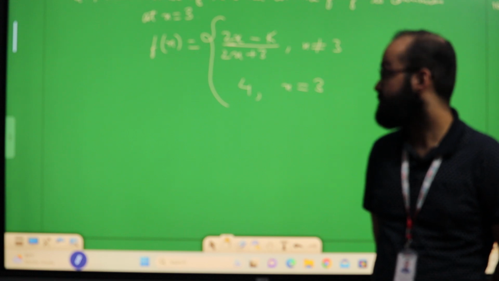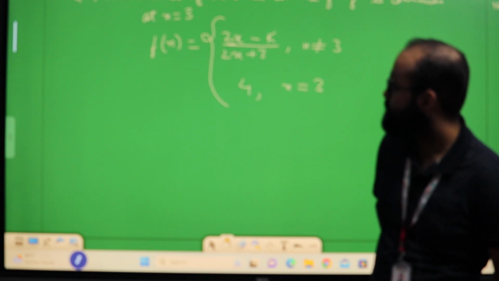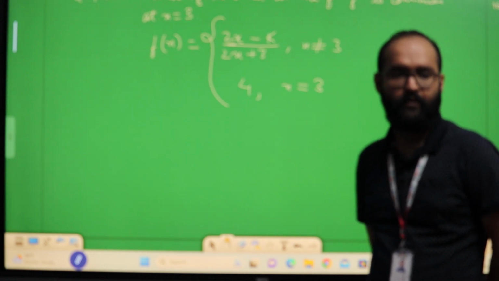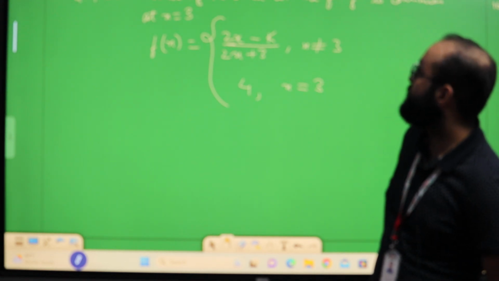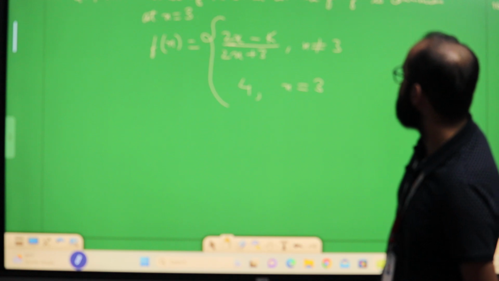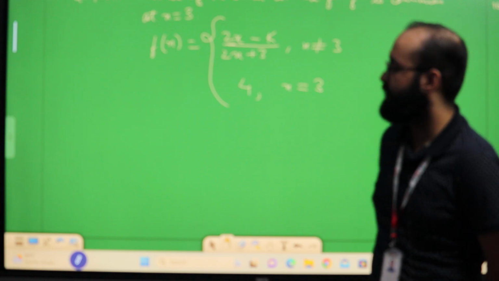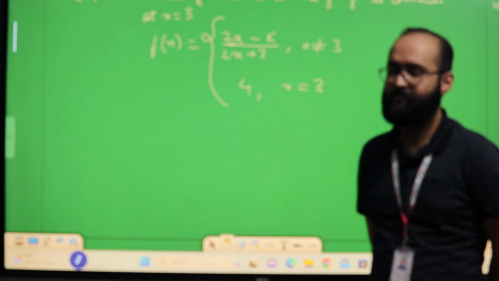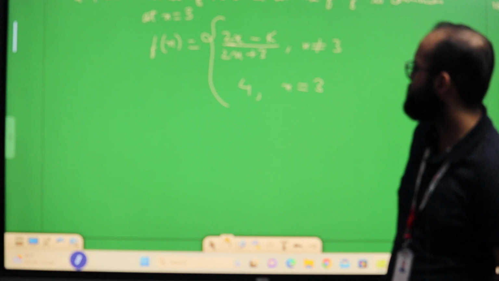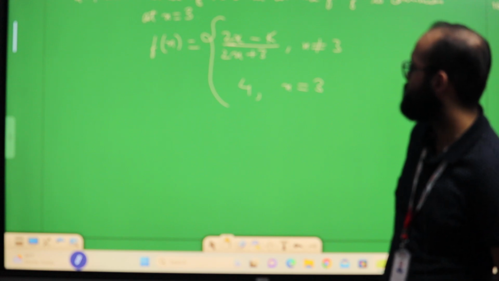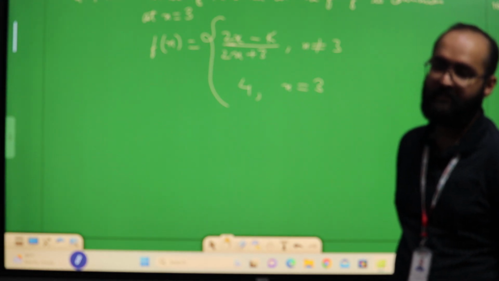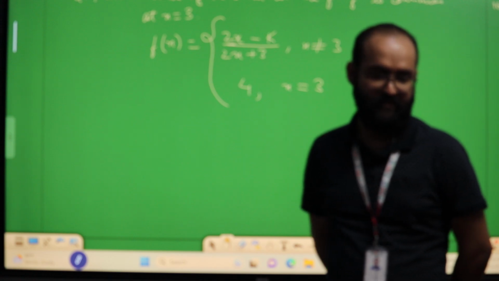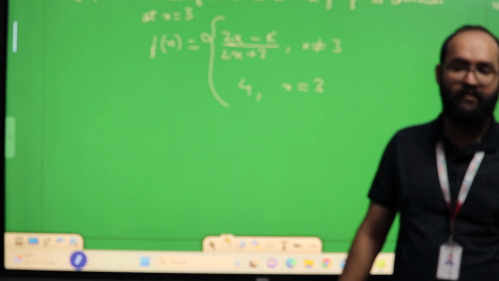So how to do this question? Find the value of k such that the function f is continuous at x equal to 3. K is minus 30. Minus 30. Okay, see here.